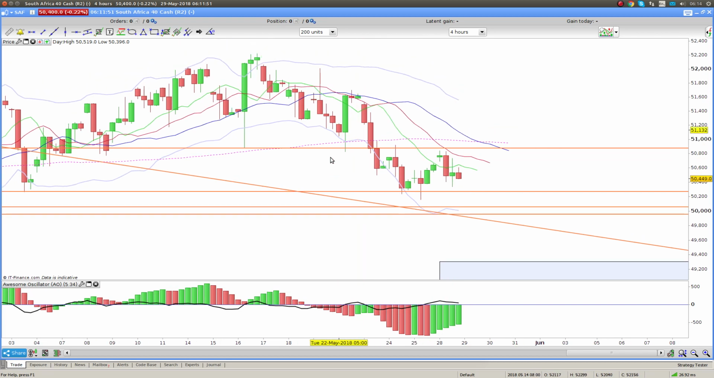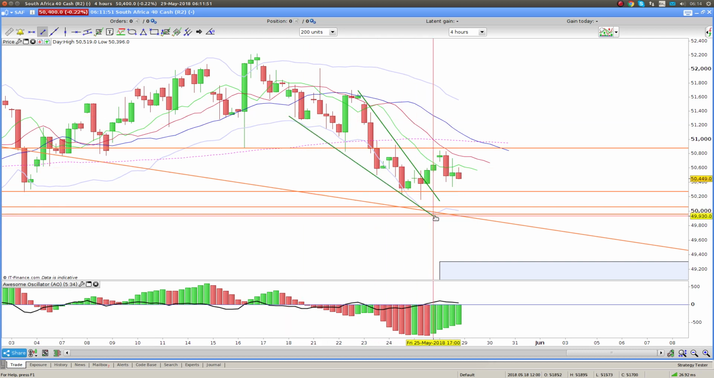Now, yesterday we spoke about the falling wedge, okay, and I'm going to show you something that I often see with the wedge patterns.